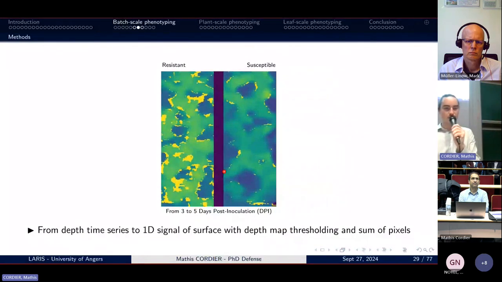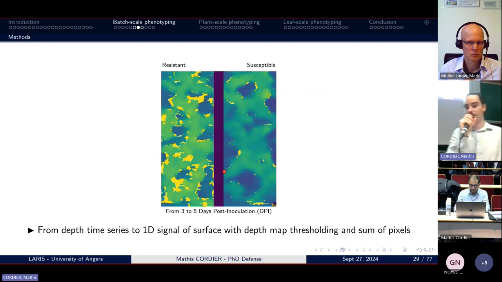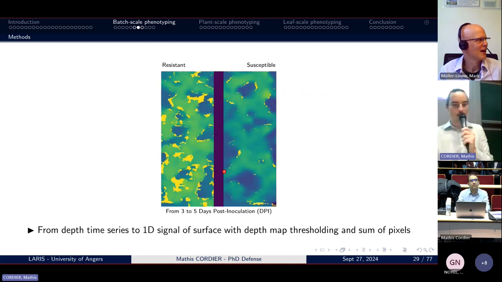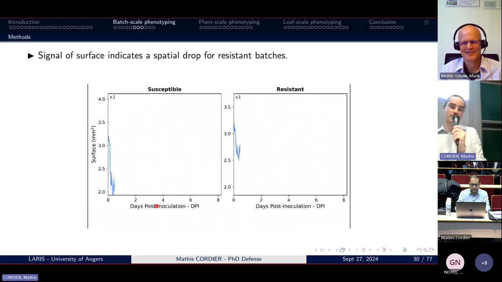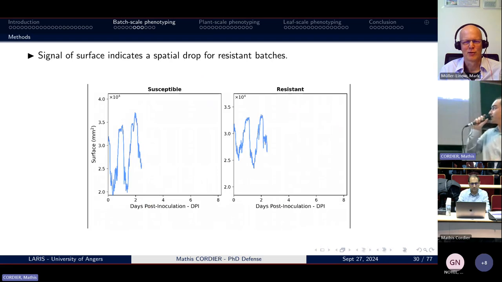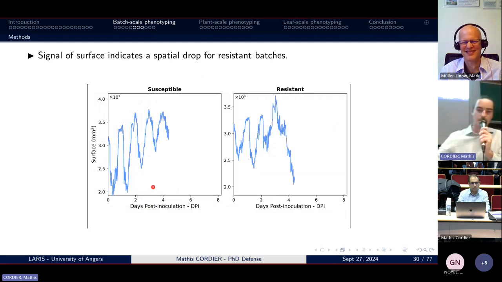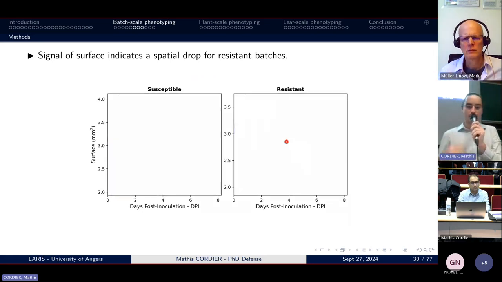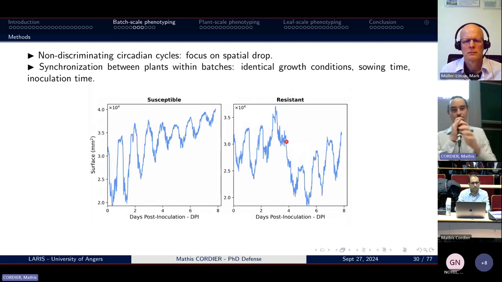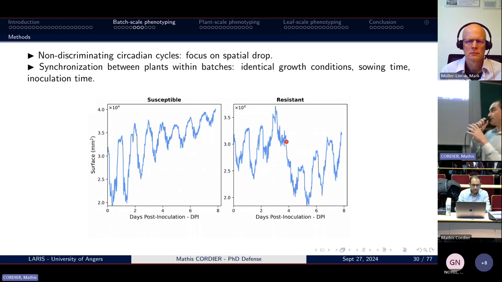And what we want here is to be able to validate our observations, starting from depth time series to a one-dimensional signal of surface using depth map thresholding and 7 pixels. And what we are able to get here is the surface over time for the days post inoculation. And we can see on the right that we have a clear spatial drop for resistant batches, which is due to cotyledon loss. So now what we want is to be able to quantify it. So first, we can say here that we don't have discrimination with circadian cycles. So we want to focus on this spatial drop.